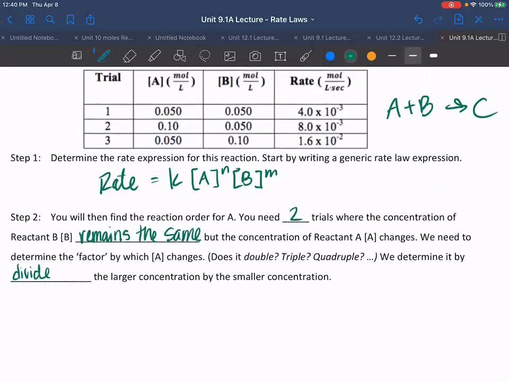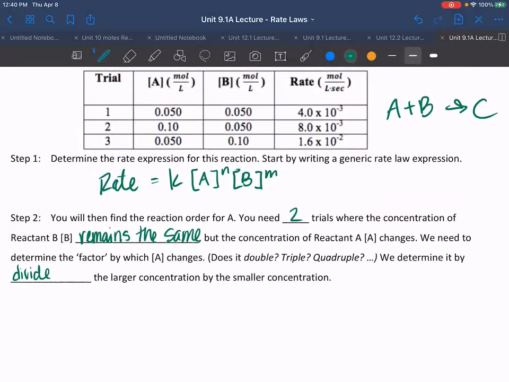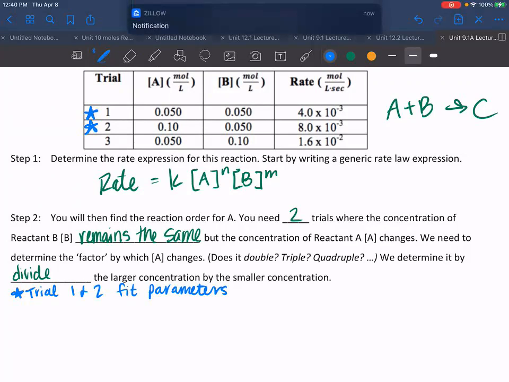First, we have to determine which 2 trials B stays the same and A changes. 1 and 2, great. So we are going to use trials 1 and 2. So I'm going to say, just for note's sake, trial 1 and 2 fit parameters. Now, my hint to you is I'm going to set up a generic equation, and I always put the larger concentration on top. So the trial with the larger concentration. I'll show you what I mean here in a second.